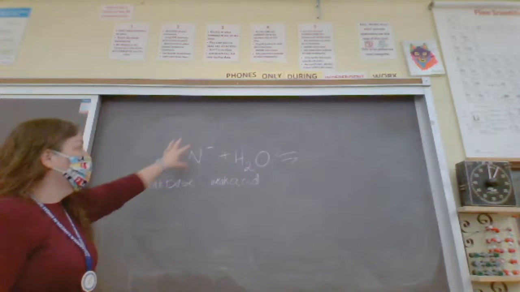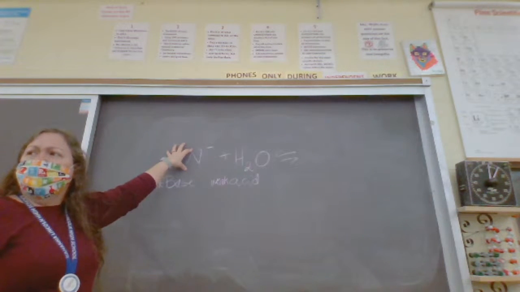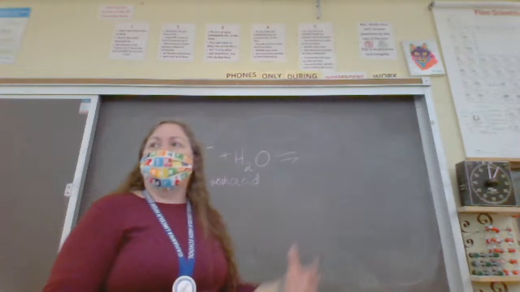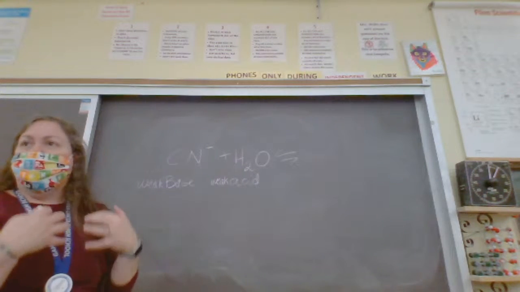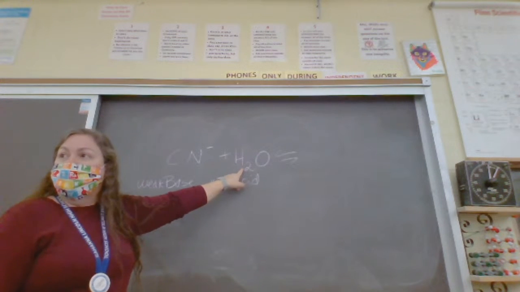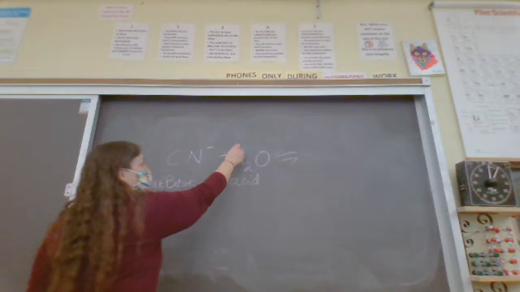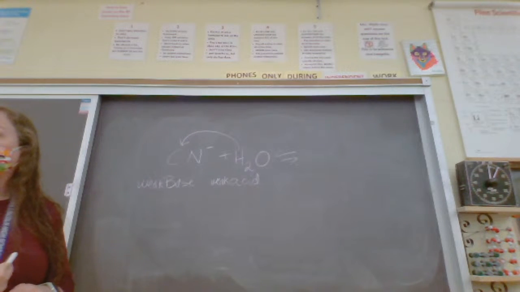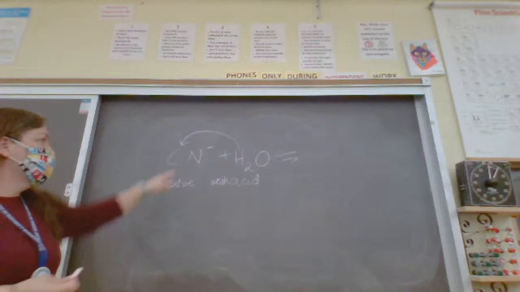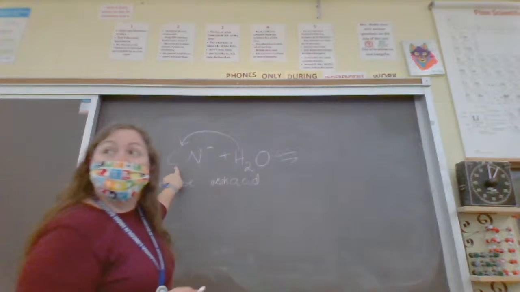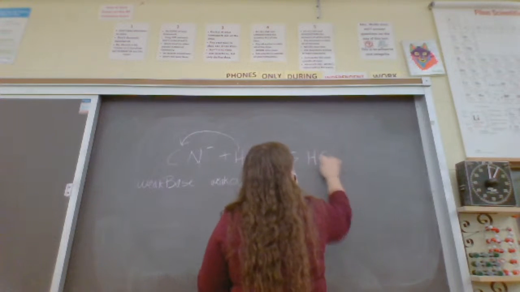Okay, so now if this is a base, what's going to happen to it? What's the definition of a base? It will accept a hydrogen. Where's it going to get the hydrogen from? From the acid. So that means water is going to take its hydrogen and give it to that chemical. What's it going to turn into? HCN.